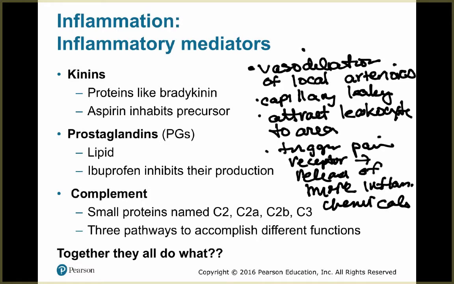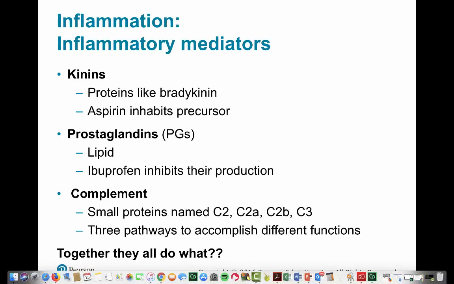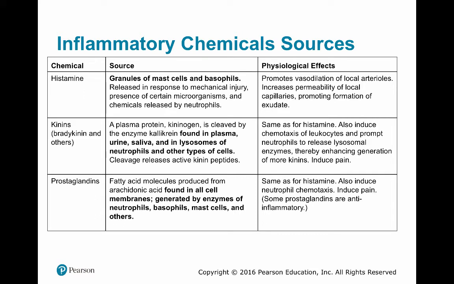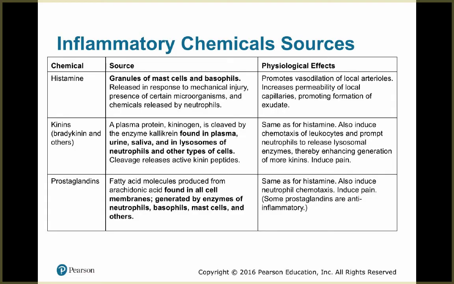Okay. So, here are some inflammatory chemical sources. For instance, we talked about histamine, right? And so they get released by mast cells and basophils. We talked a little bit about this. And they get released in response to mechanical injury or presence of certain microbes. They're released by neutrophils, right? And so, as we talked, they promote vasodilation of arterioles, permeability of local capillaries, and promote formation of exudates.